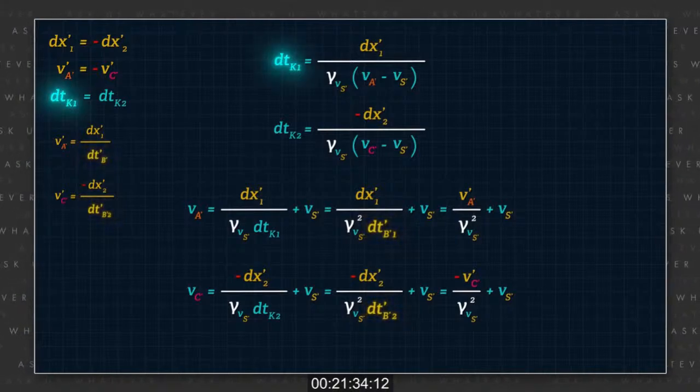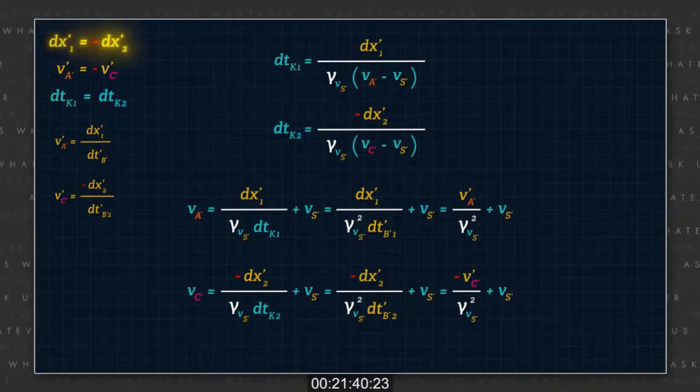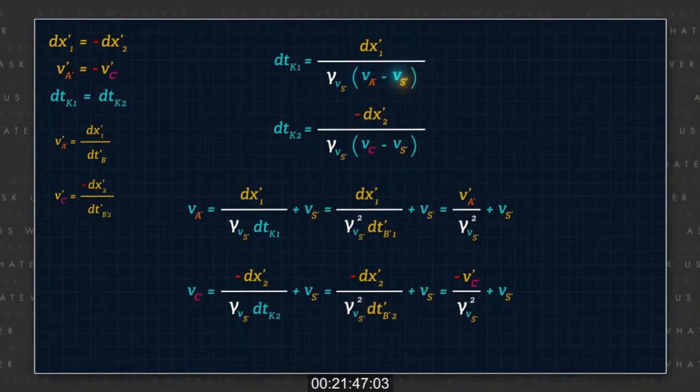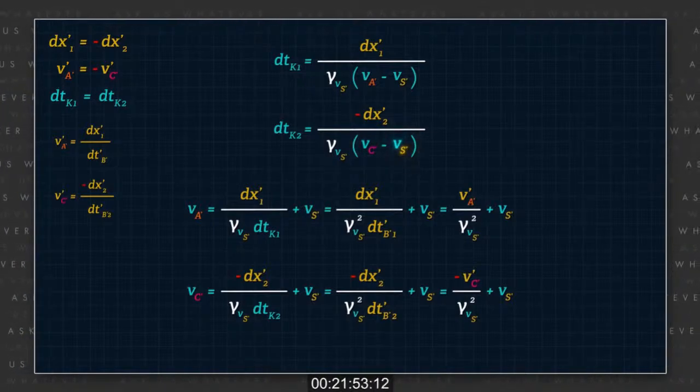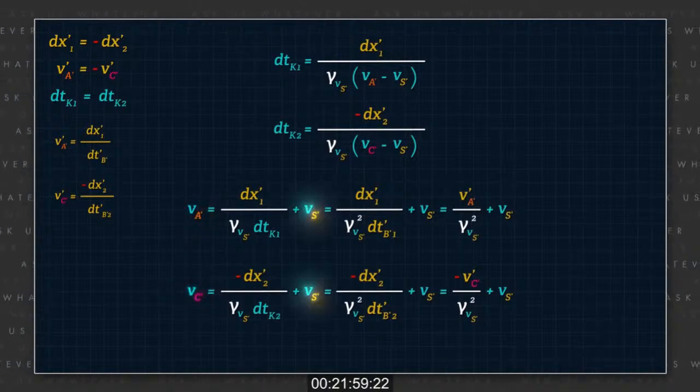And since dt sub k1 is equal to dt sub k2 and dx prime sub 1 is equal to negative dx prime sub 2, the amount by which v sub a prime exceeds v sub s prime in system K will be the same as the amount by which v sub c prime is less than v sub s prime in system K. In other words, speeds v sub a prime and v sub c prime are symmetric around speed v sub s prime in system K.